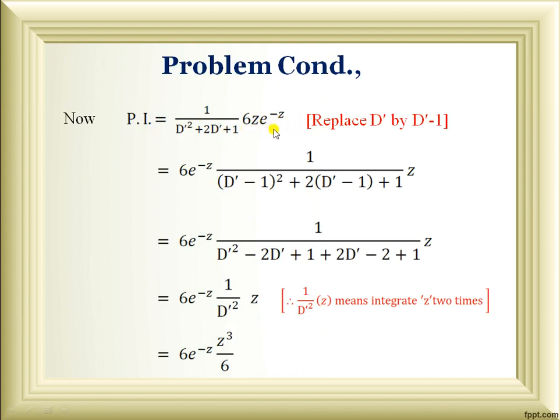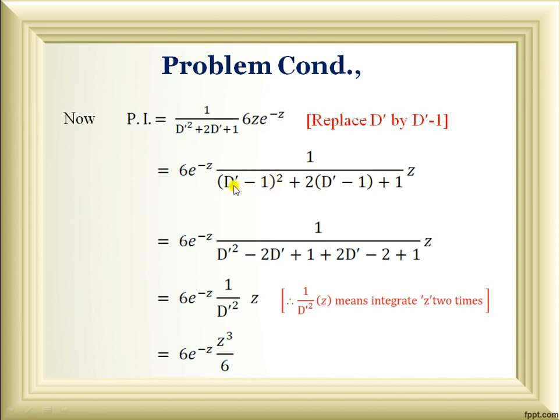So this comes under the fourth type category. So therefore, I need to make a replacement for D dash by D dash minus 1. I am operating this exponential at first. After that, I am moving this constant as well as this exponential to the front because this duty is over. In the D dash place, I am replacing D dash minus 1. After replacing, I will get this form in the denominator.